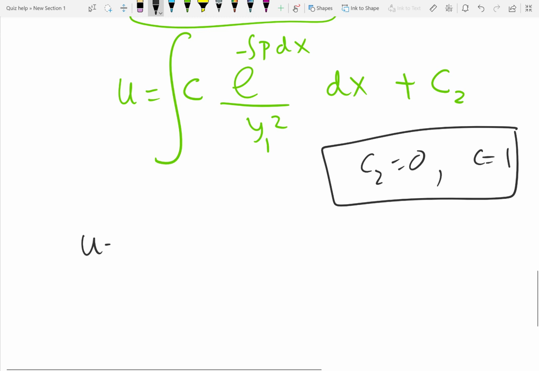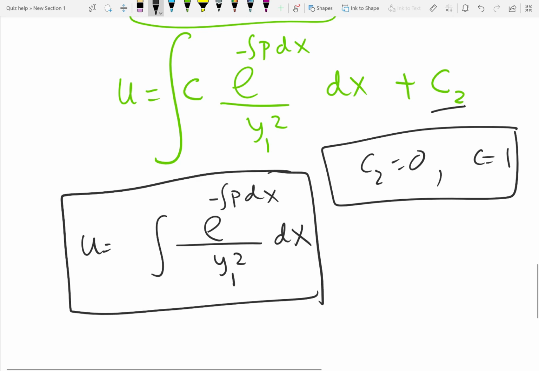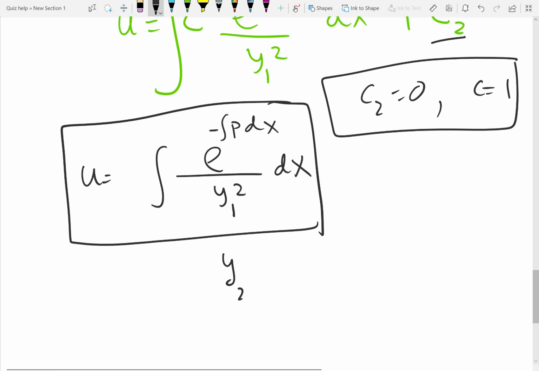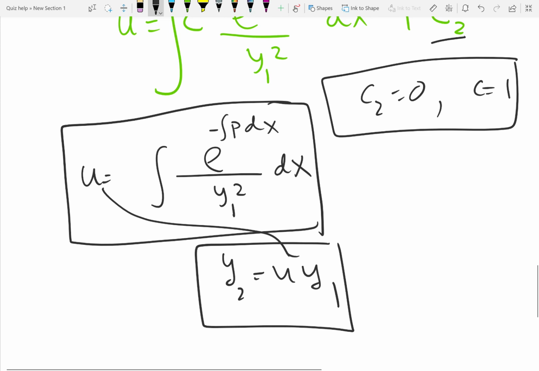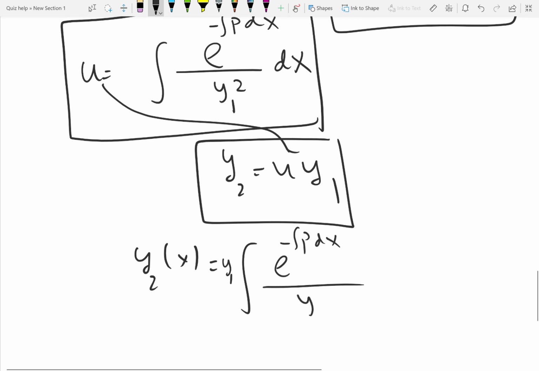So we get U is equal to the integral of e to the negative integral of p over y1 squared. We integrate this with respect to x. C2 is 0, C1 is 1. So this is the solution for U. Now we know U. So what is y2? This is U times y1, because we know y1. So actually the second solution is y2(x). The second fundamental linearly independent solution is y1 times the integral of e to the negative integral of p(x) over y1 squared dx. So this is the answer.